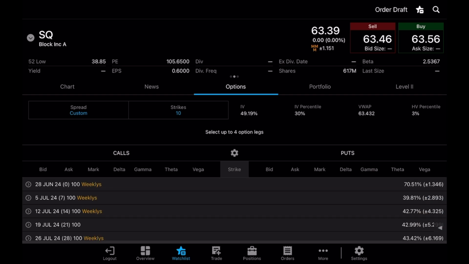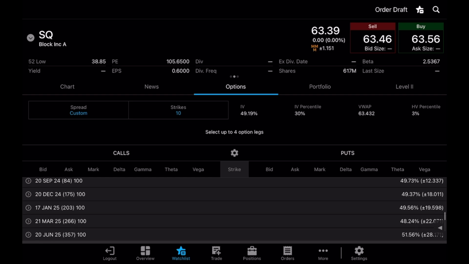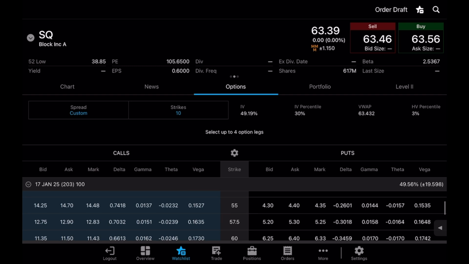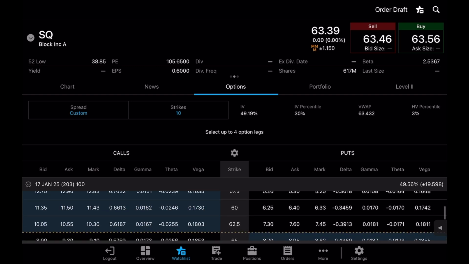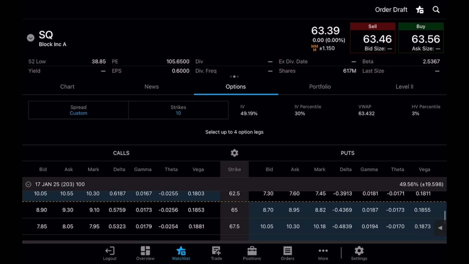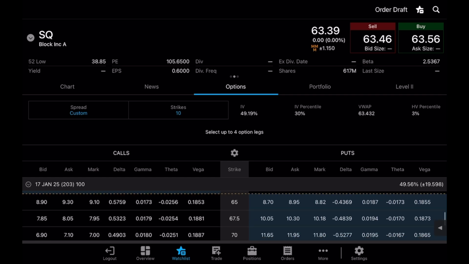I'm going to collapse this, and let's go out to, let's say, January of 2025. I know that's a long time from now, not too long, but you guys can see. Let's look at the same strike price, or close enough to it. They don't have it for $64 exactly, but let's look at 65. You see the bid price, the ask, the delta, gamma, and theta.